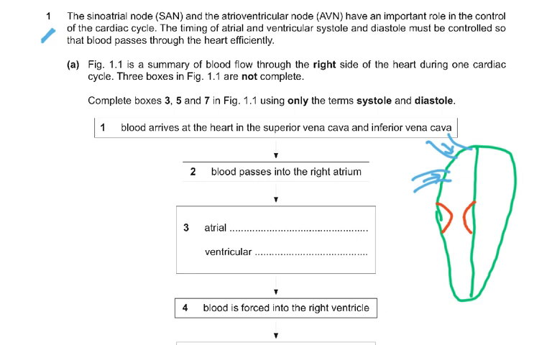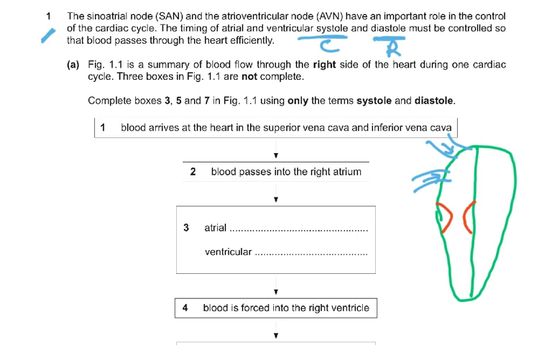Question number 1. The sinoatrial node and the atrioventricular node (AVN) have an important role in the control of the cardiac cycle. The timing of the atrial and ventricular systole and diastole. So systole is the contraction and diastole is the relaxation. So this is contraction and this is relaxation. It must be controlled so the blood passes through the heart efficiently.